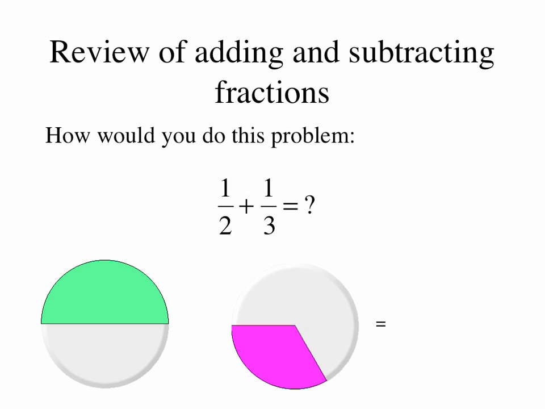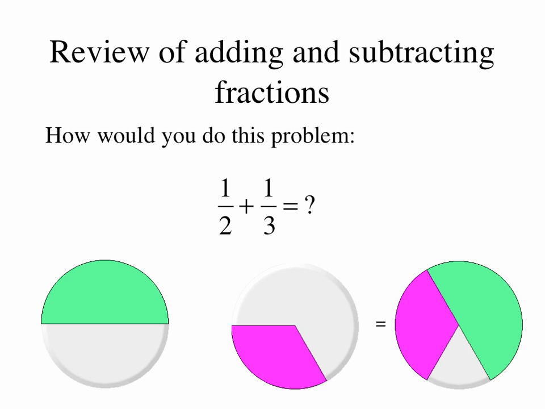I'm going to add to that 1/3 of the same size circle. So what's shown in purple is what I get if I take that circle and divide it into 3 equal parts and shade one of them. So what I'm asking is, what fraction of a circle, if I were to add together the green and the purple, what fraction of the total circle would be shaded in? The answer might look something like this.